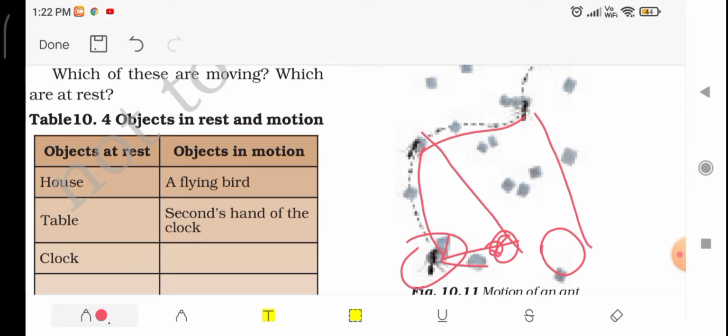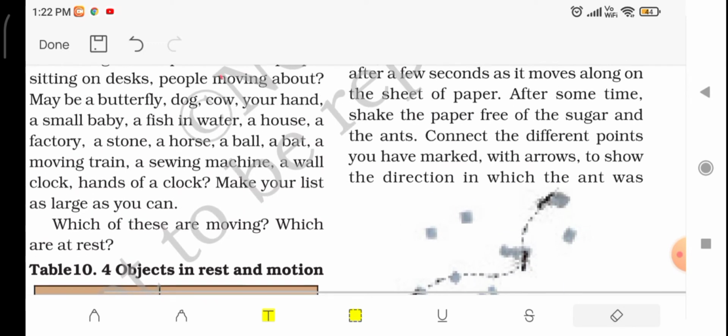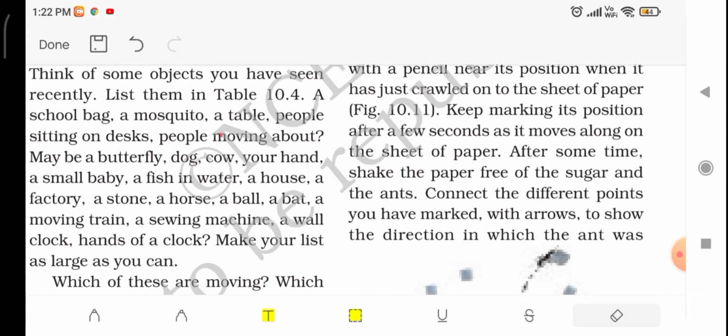So what are we able to conclude? Continuously the position of the ant is changing with respect to object O. Correct or not? So we can say this ant is moving. Okay. Now the objects which are not moving, what about them?